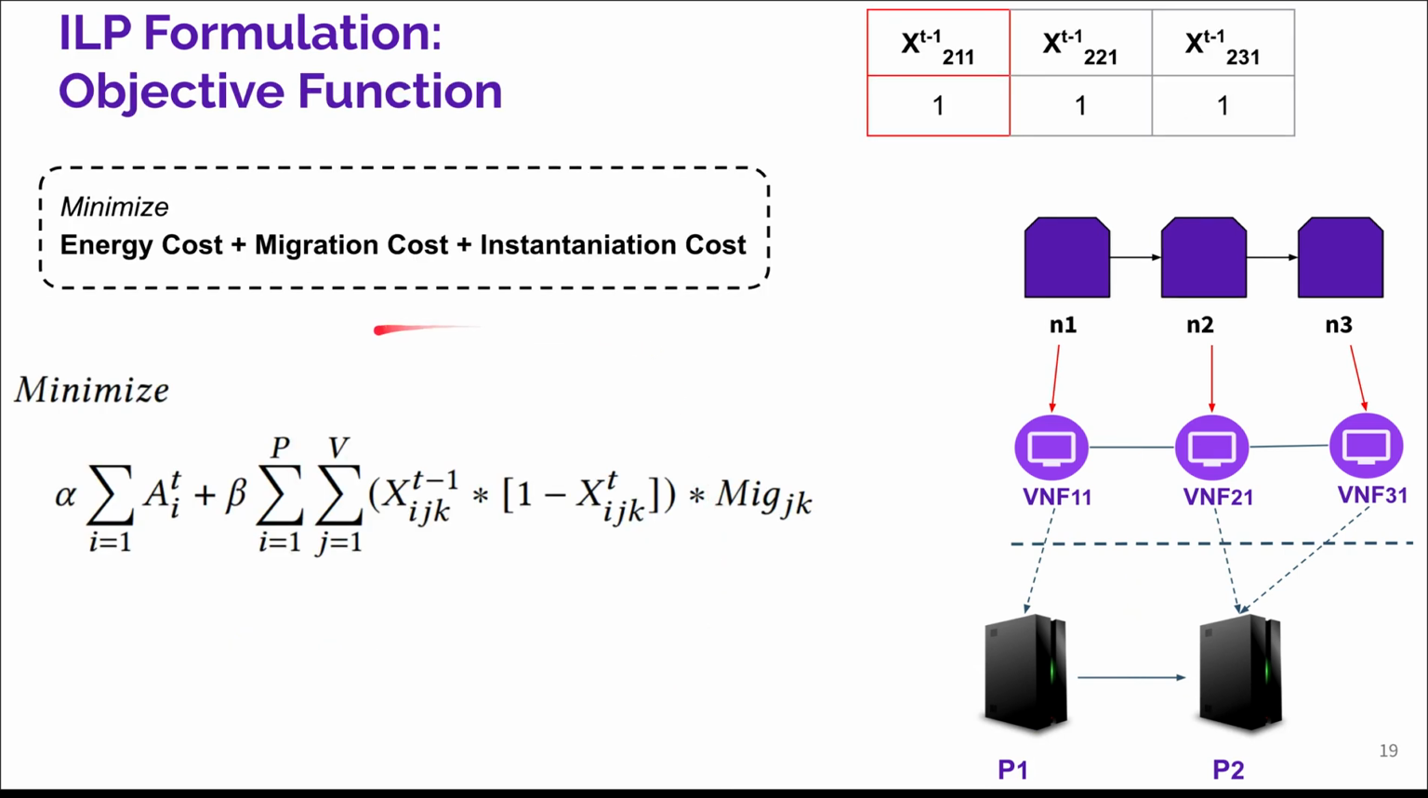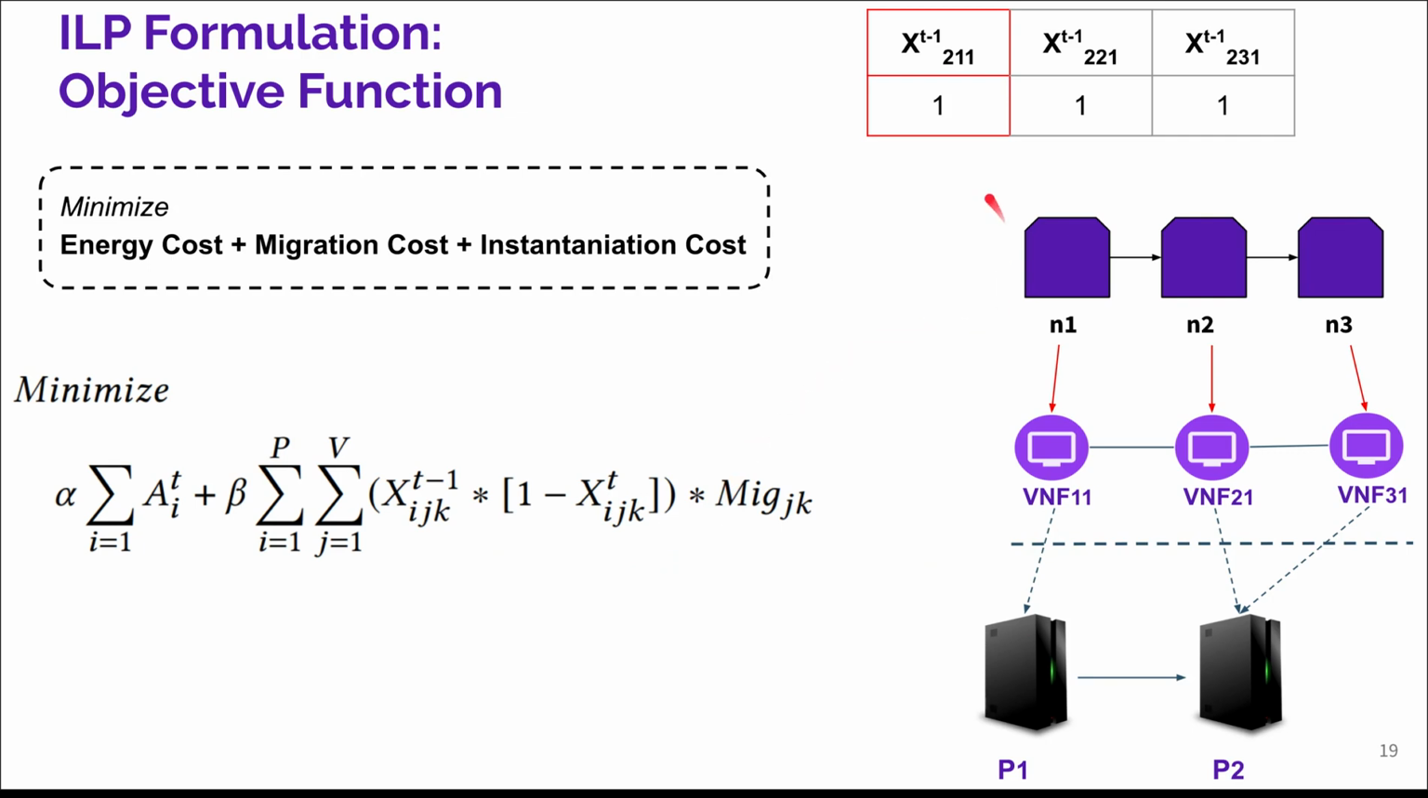In our objective function, our objective is to minimize the energy, migration, and instantiation cost. Let me break down the energy and migration cost first. The energy cost is the cumulative sum of all the turned on active servers across time intervals. The migration cost is the change in placement of a VNF on a PM across time intervals.